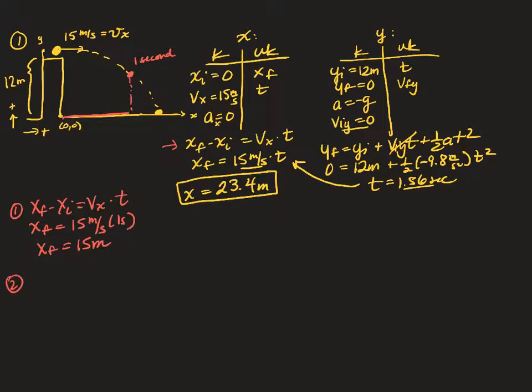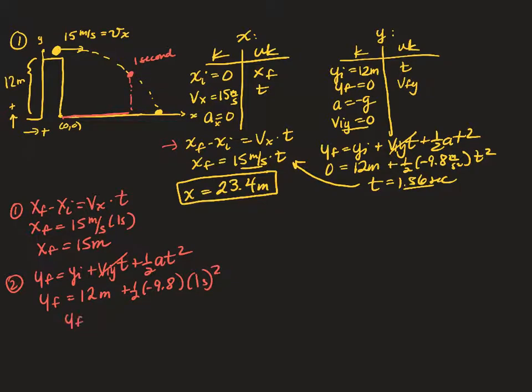And again, we're going to use the equation of position for the vertical motion. Y final equals y initial plus v initial y t plus 1/2 a t squared. Y final is what we want. Y initial starts still at 12 meters. There's still no initial vertical velocity at the start, and then plus 1/2 times negative 9.8 meters per second squared times 1 second squared, and we get that y final is 7.1 meters.